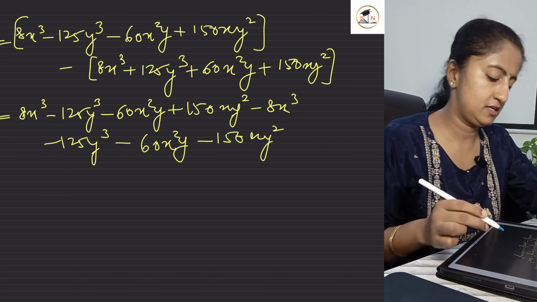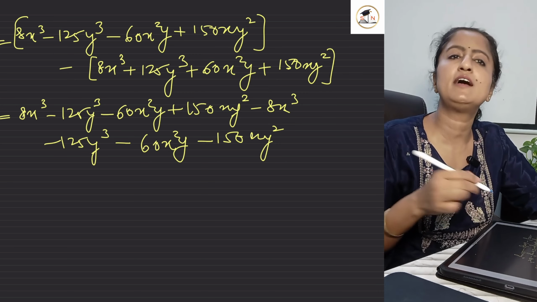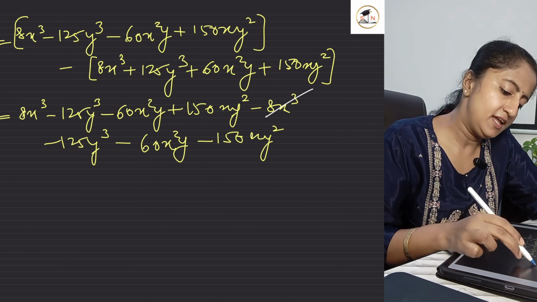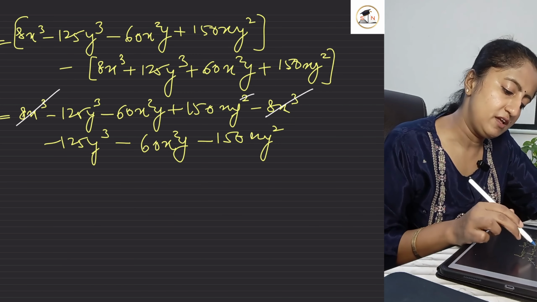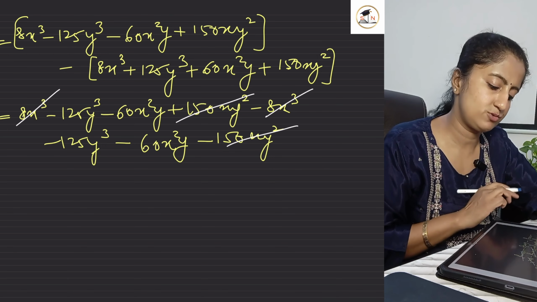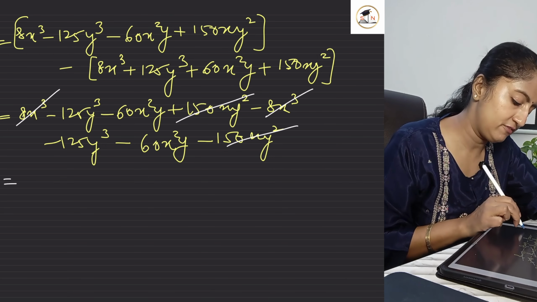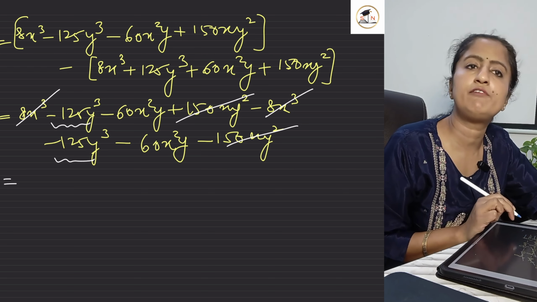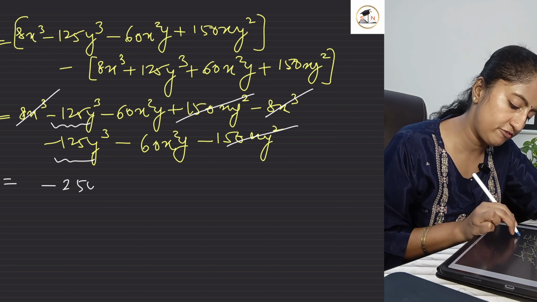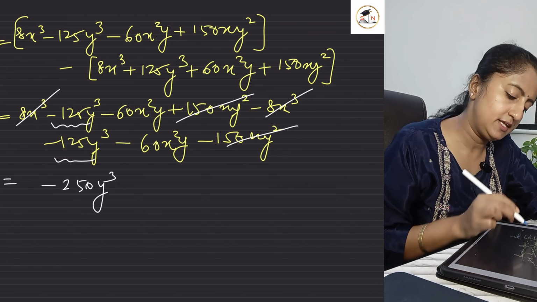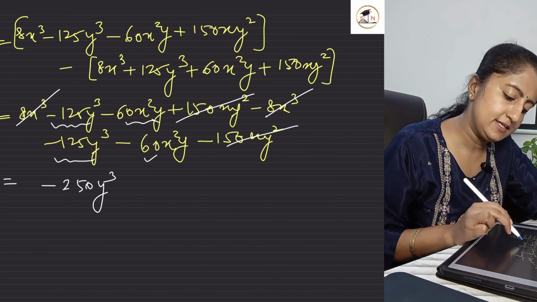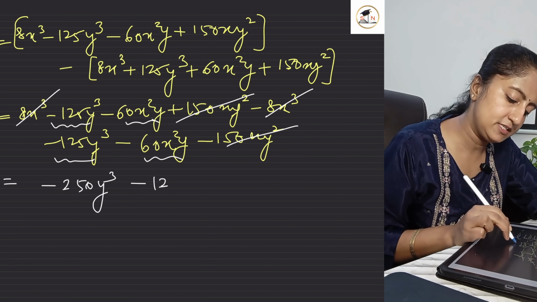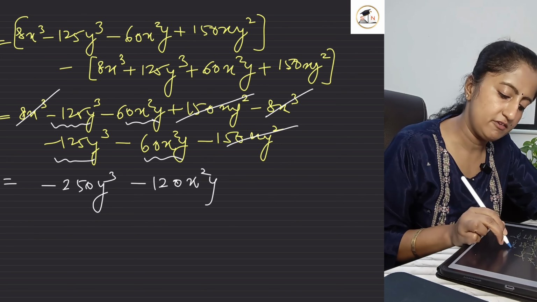Now, here comes the most interesting part where we cancel out. I really love this step. 8x³, finished. 150xy², 150xy², finished. Now, what are we left with? Minus 125y³ minus 125y³, that is minus 250y³. Then 60x²y, 60x²y, minus 120x²y.